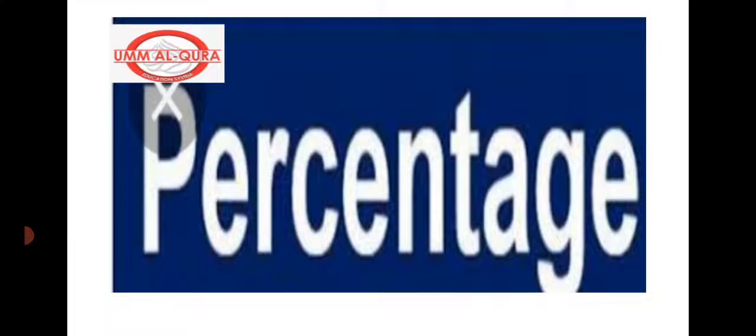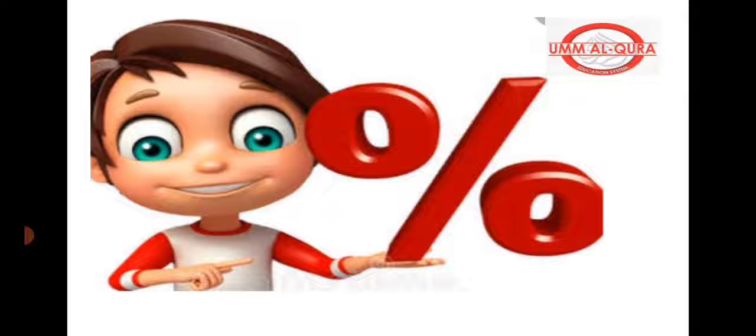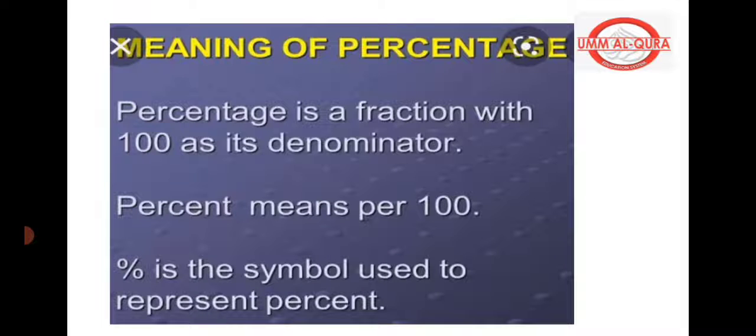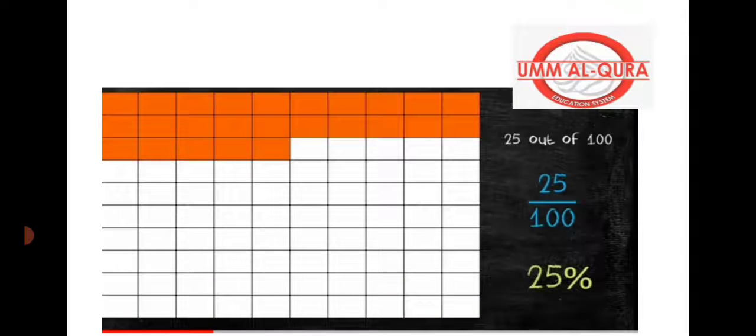Our topic is percentage, and this is the symbol of percentage. Percent comes from the Latin term percentum, meaning per hundred. The definition of percentage is a fraction with 100 as the denominator. Percent means per hundred. Now, 25 out of 100.